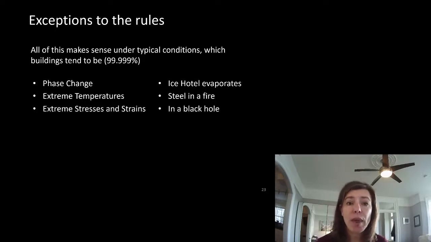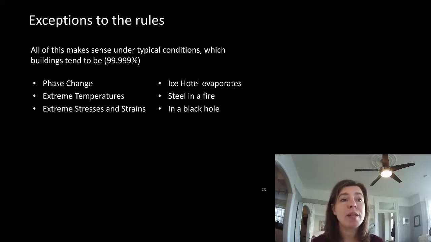So a phase change, though, that it might be applicable would be an ice hotel as it evaporates or sublimates away. Extreme temperatures. Steel in a fire actually is a really good example. In extreme high temperatures, steel does not behave the same as it does in our normal everyday temperatures. So in extreme fire, steel will lose its strength. And knowing that's important because now we protect steel from fire when we need to. Extreme stresses and strains, just as a ridiculous example, a black hole, but I don't think any of us are building a building near the edge of a black hole anytime soon, so I think we're safe from that one.